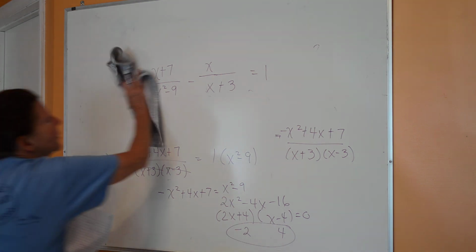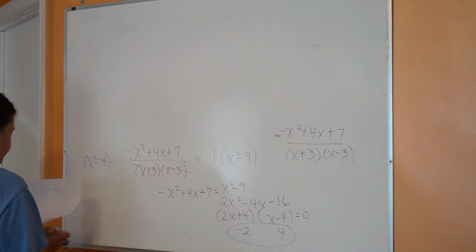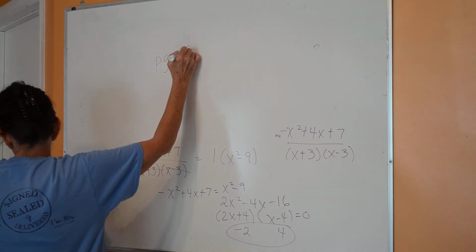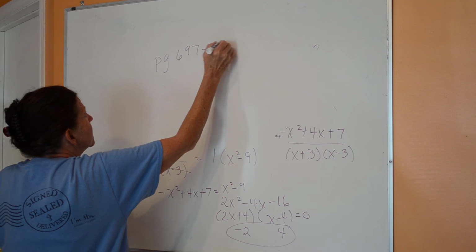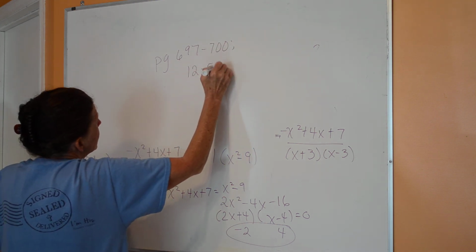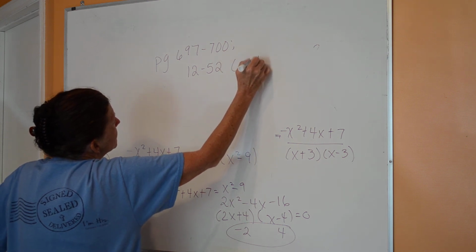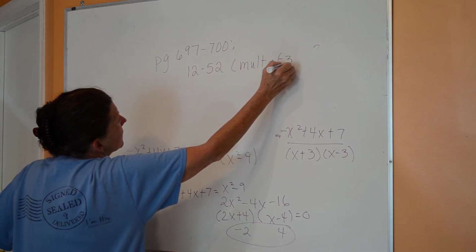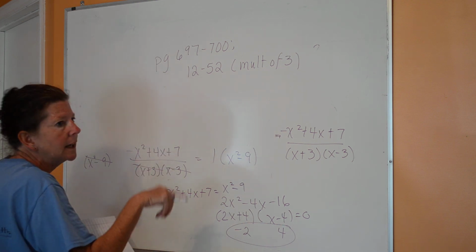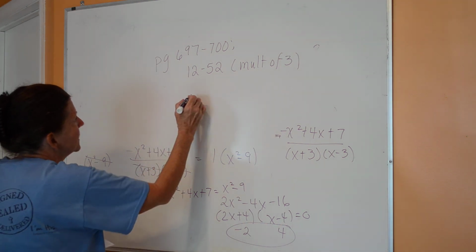All right, now your homework. It is page 697 through 700, 12 through 52. But now listen, multiples of 3. So do 12, but don't do 13 and 14. Do 15, don't do 16 and 17.